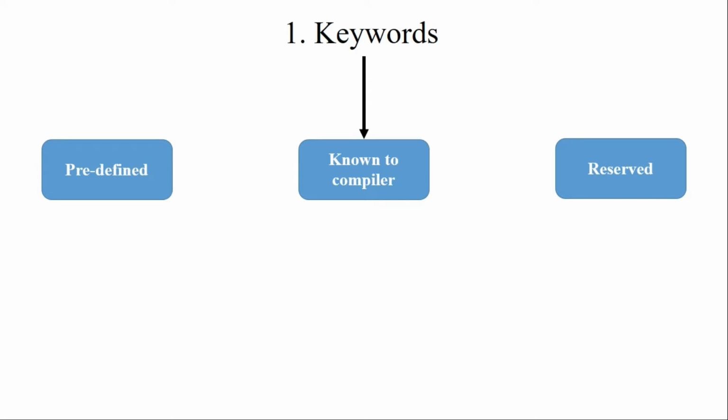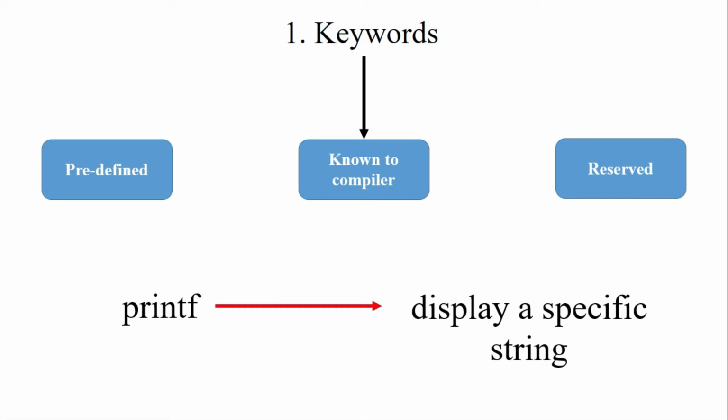For example, printf is a keyword used in C language and its function is to display a specific string. So it has a defined set of functions associated with itself. Because of this property, programmers cannot use the printf command for some other function or objective. This printf command will carry the same defined function throughout the code.